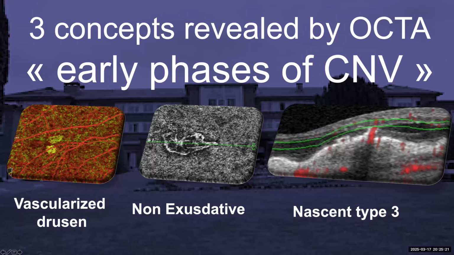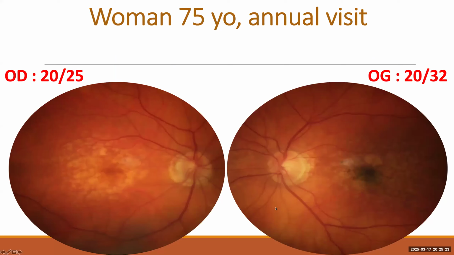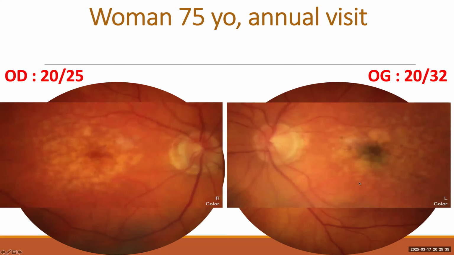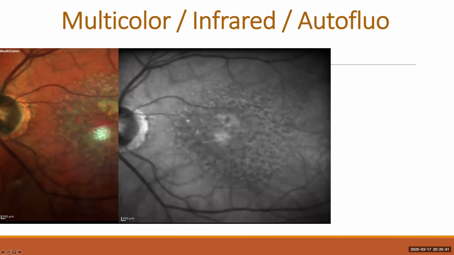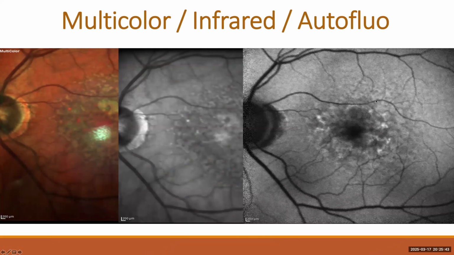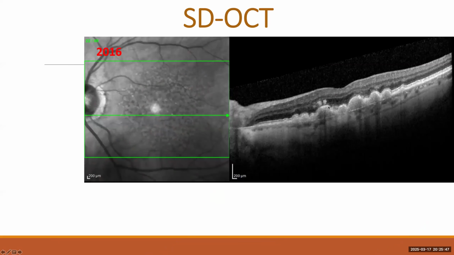The second concept is the nascent type 3. This was a 75-year-old woman that came for annual visit with some RPE changes, large drusen, confluent drusen, some area of atrophy on the left eye. Multicolor imaging reveals the soft drusen. This was the autofluorescent lesions with the pigment changes.